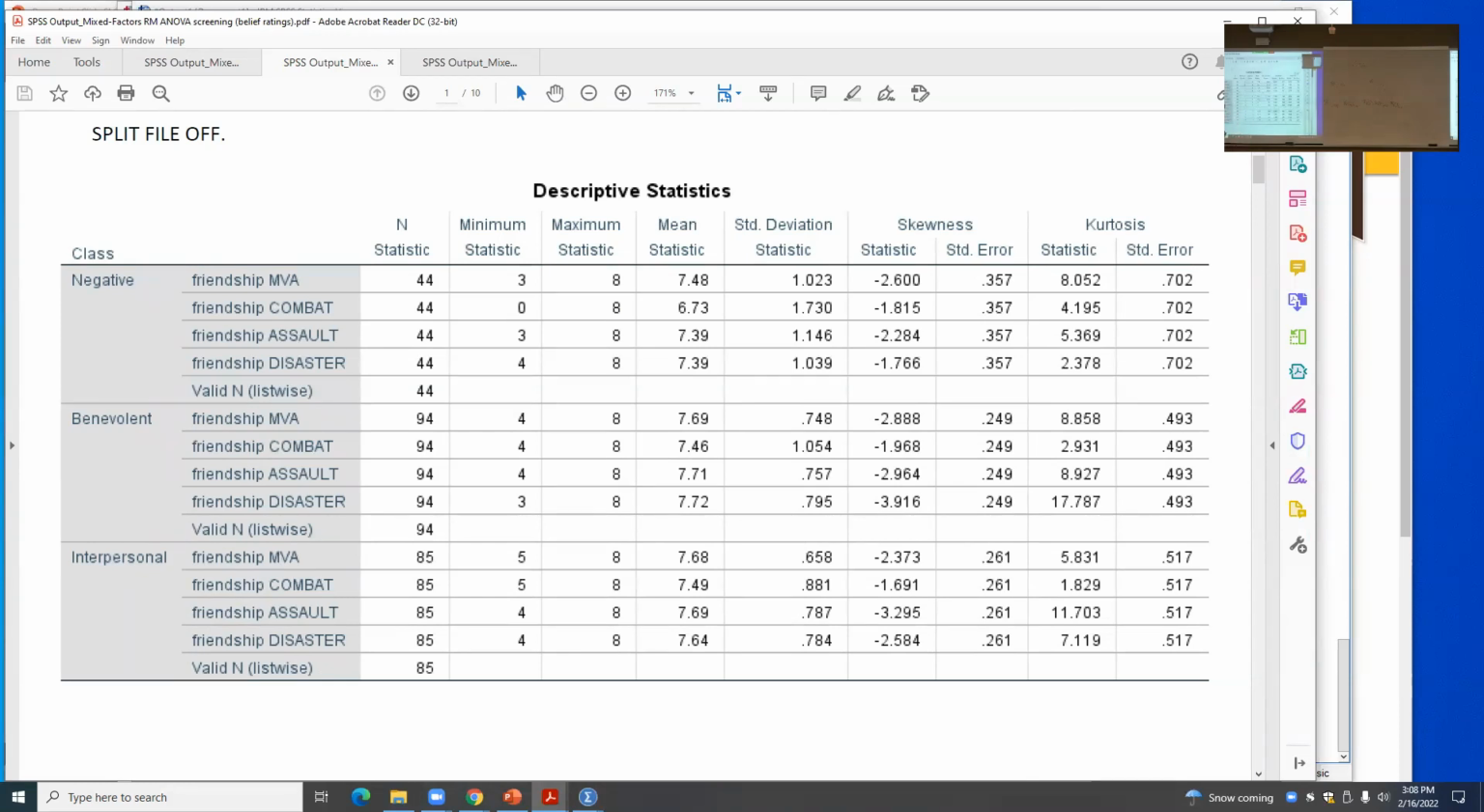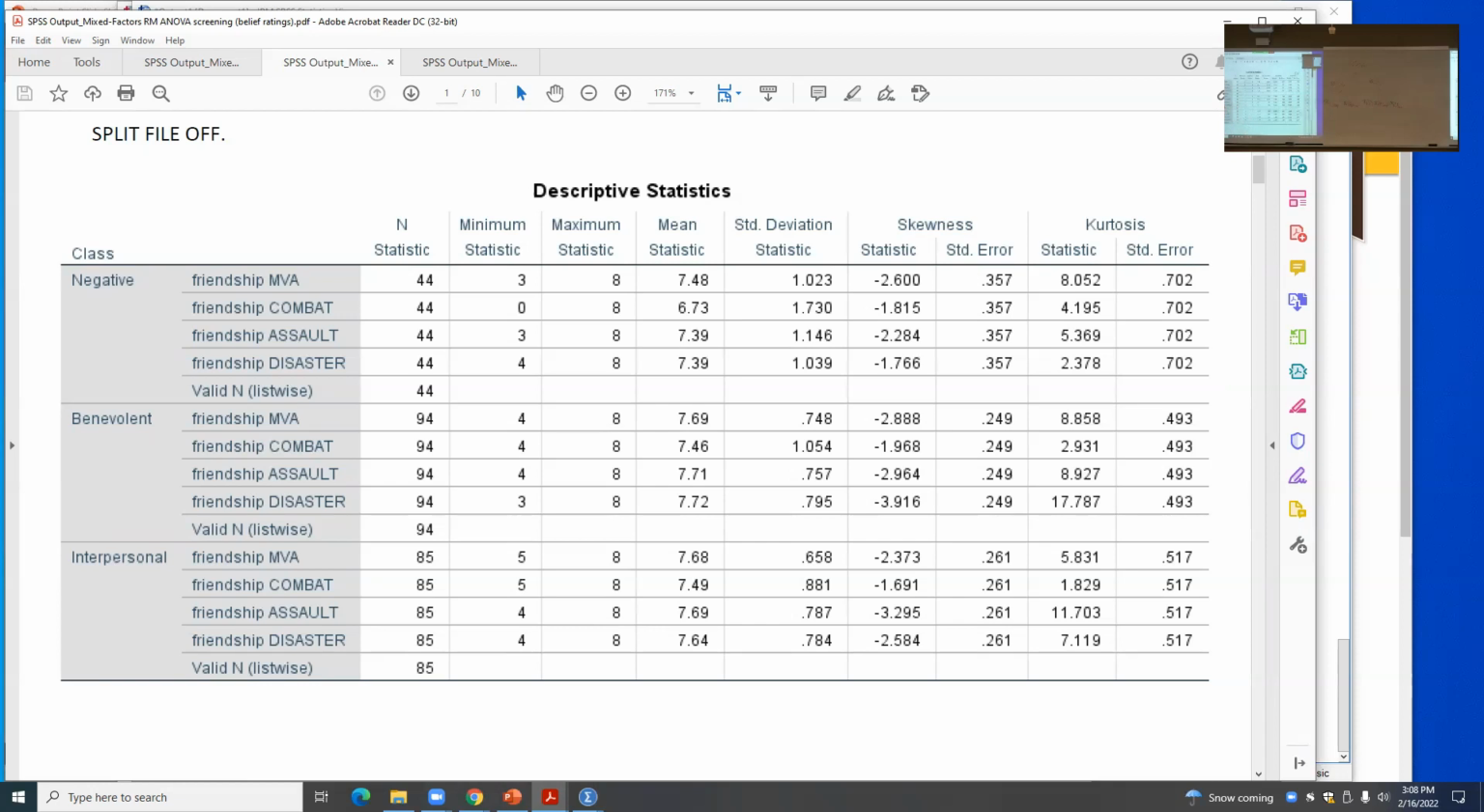Okay, cool. So first just looking at our sample size. Anything that you're noticing here in terms of sample size? They're pretty uneven. We've got over twice as many people in the benevolent group as our smallest group, which is our negative group, right? Now, in the grand scheme of things, a factor of 2 isn't that big. So it's definitely noticeable. We've got an unbalanced design.